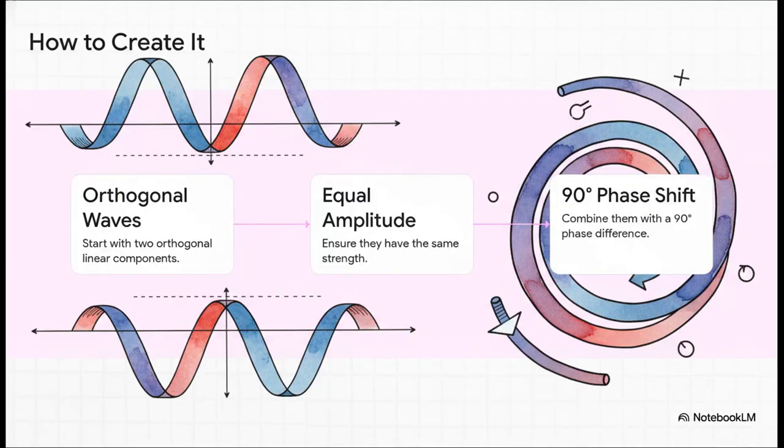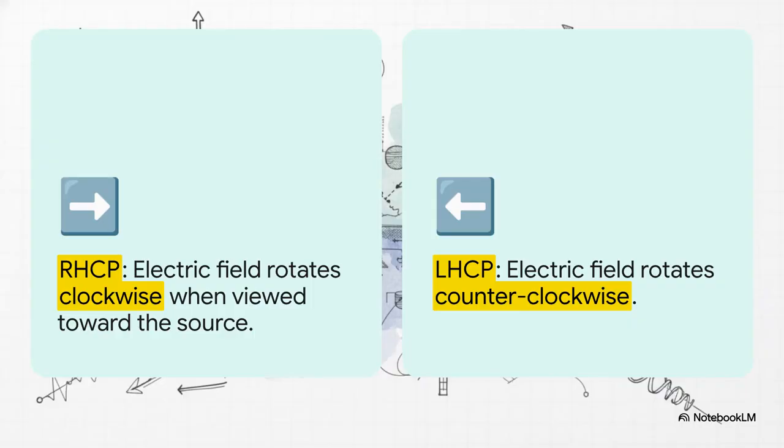And how do you make one? The recipe is actually pretty cool. You just take 2 basic linear waves, one vertical and one horizontal. Make sure they have the same power, and then you knock one of them out of phase by 90 degrees. When you combine those two, that's what creates the spin. Now, that spin can go one of 2 ways, giving us 2 different, let's call them flavors. If the field is spinning clockwise as the wave comes toward you, that's right-hand circular polarization, or RHCP. If it's spinning counterclockwise, it's left-hand, LHCP. And this difference isn't just for kicks, it's the whole secret to its most powerful trick.